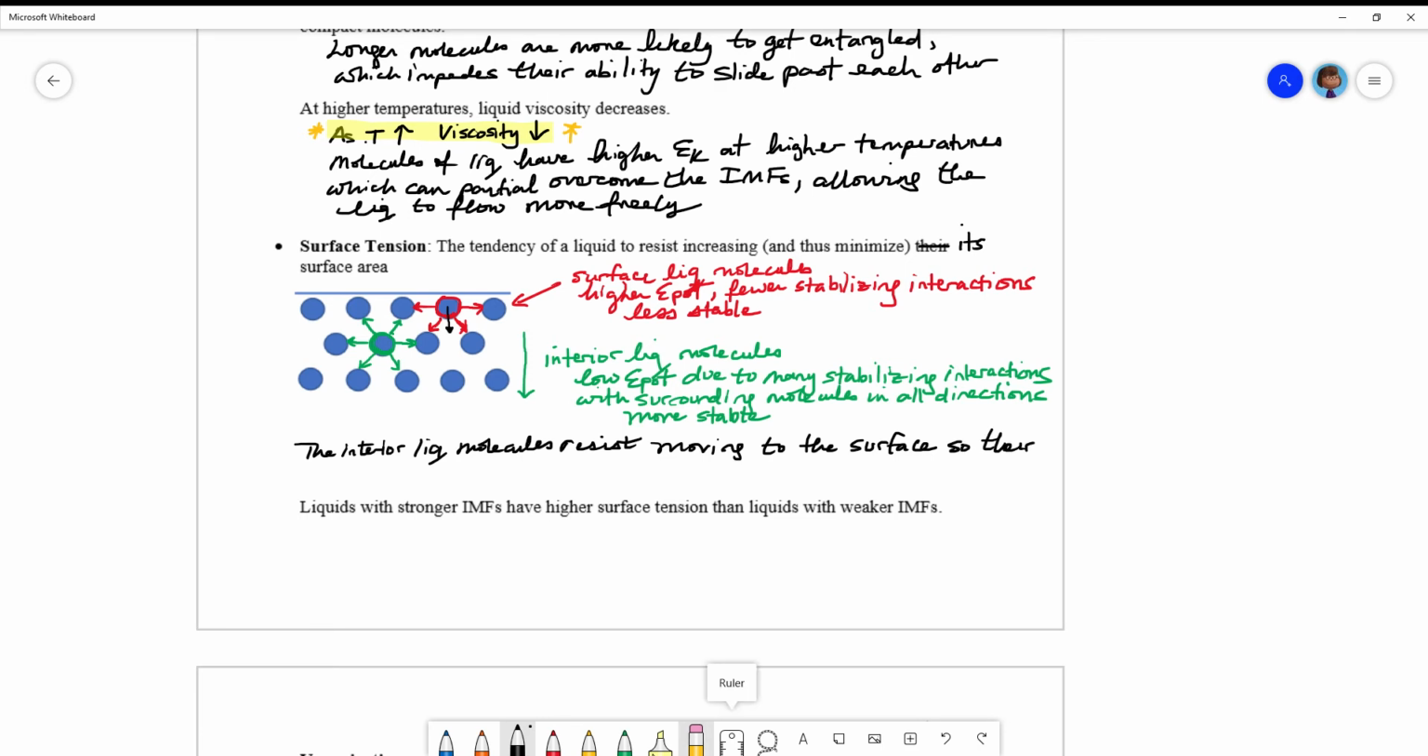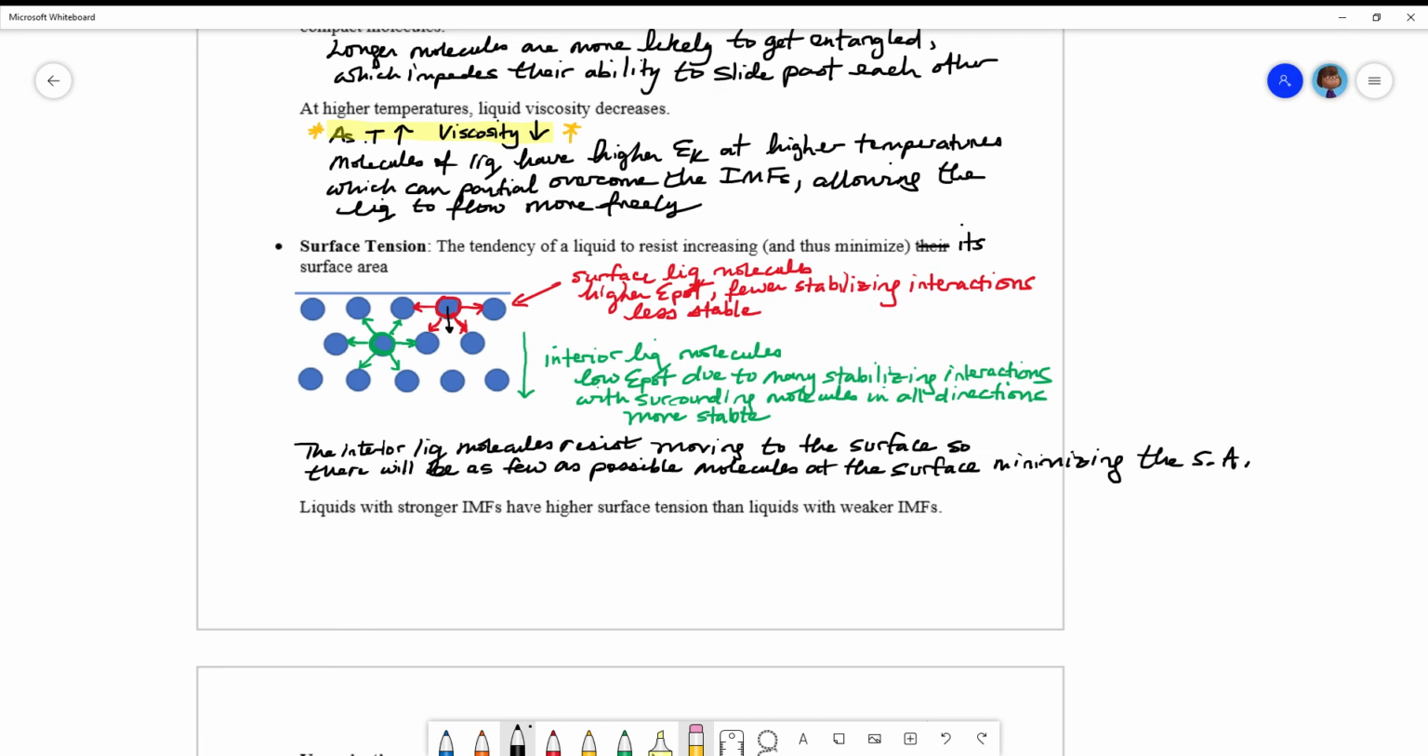So let's try this again with the right eraser here. All right, so there will be as few as possible molecules at the surface, which minimizes the surface area. So I'll just squeeze that in here, minimizing the surface area. And I'm abbreviating surface area, SA, surface area.